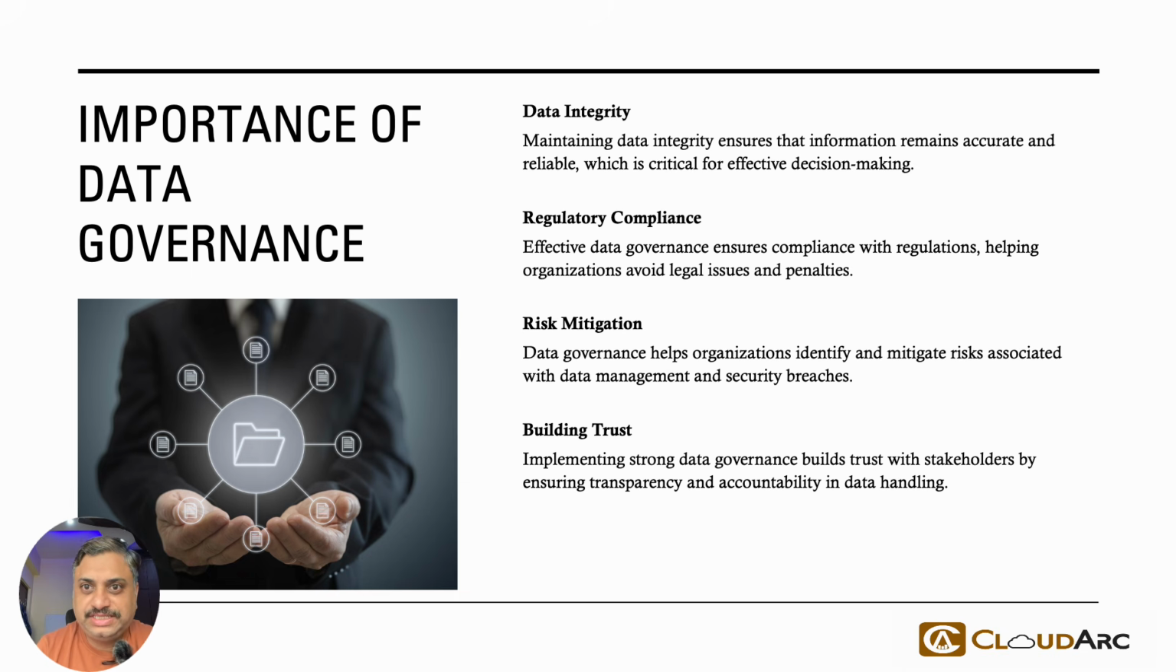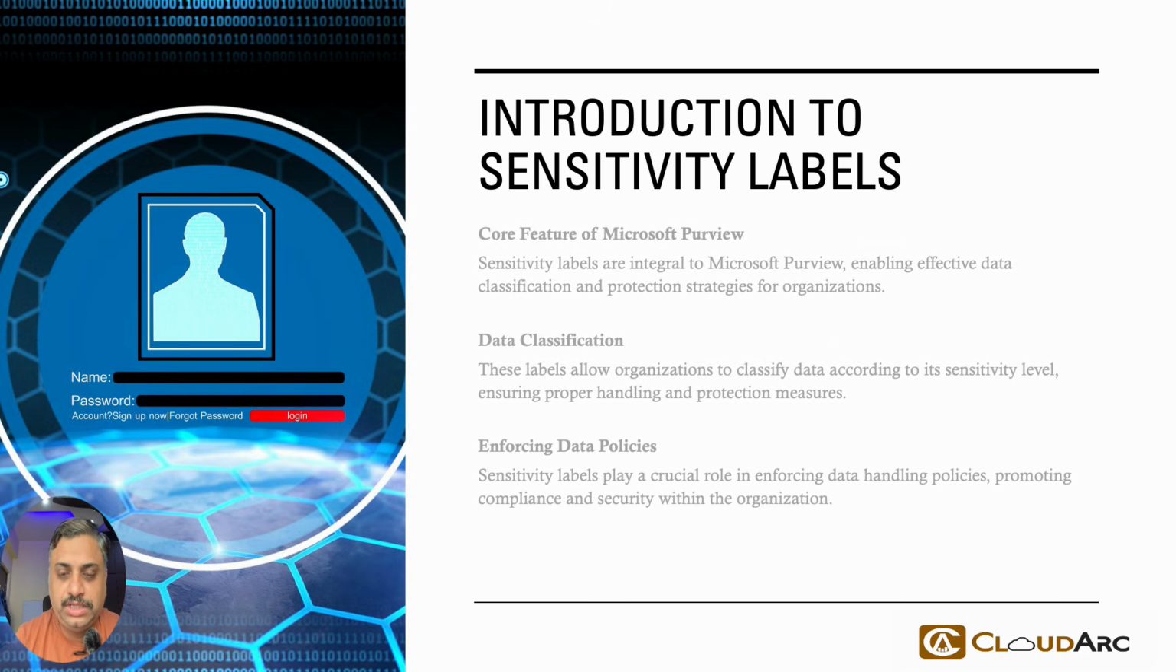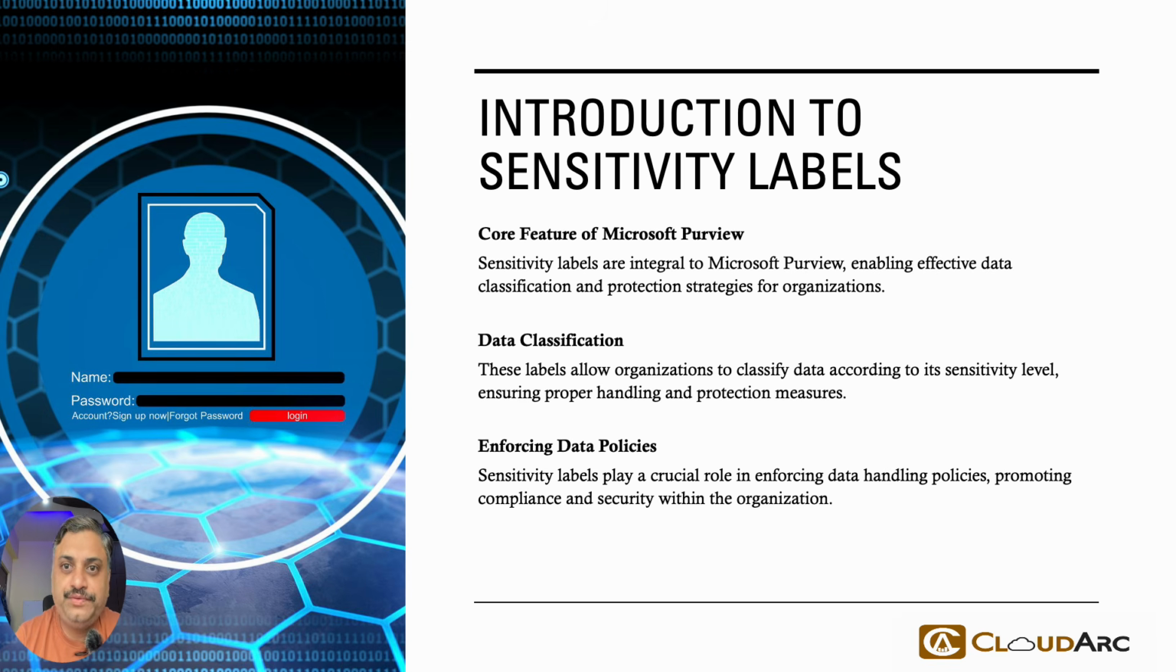Effective data governance is essential for maintaining data integrity, ensuring compliance with regulations, and protecting sensitive information. It helps organizations mitigate risk and build trust with the stakeholders. Sensitivity labels are the core feature of Microsoft Purview, which allows organizations to classify and protect data based upon its sensitivity. The sensitivity labels help in enforcing the data handling policies across the organization footprint.